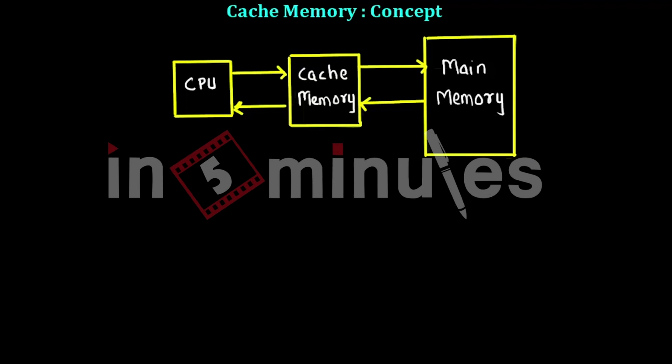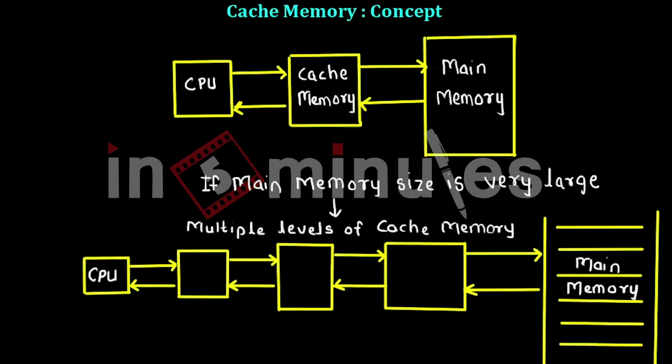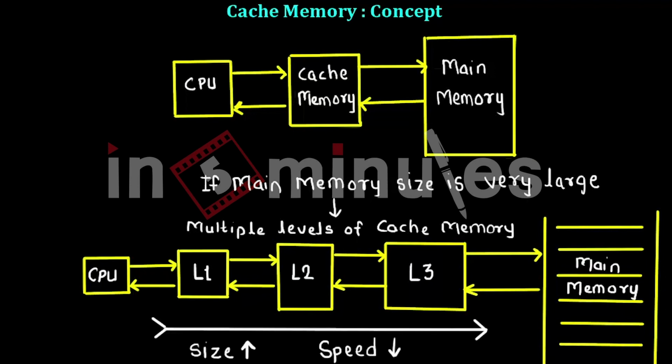So we have seen the concepts of the cache memory, and now we are going to have a look at the multi-level cache systems. So when the main memory size is very large, the cache memory is further divided into different levels. So these are the multiple levels of cache memory. They can be labeled as L1, L2 and L3 cache, and they are connected to the CPU and the main memory as follows. And as we go down in the level of hierarchy, we know that the size of cache goes on increasing and the speed goes on decreasing.